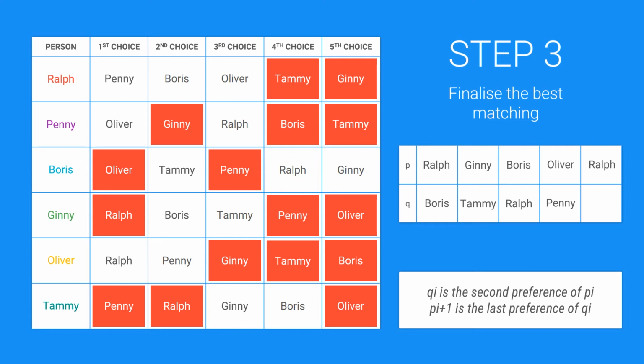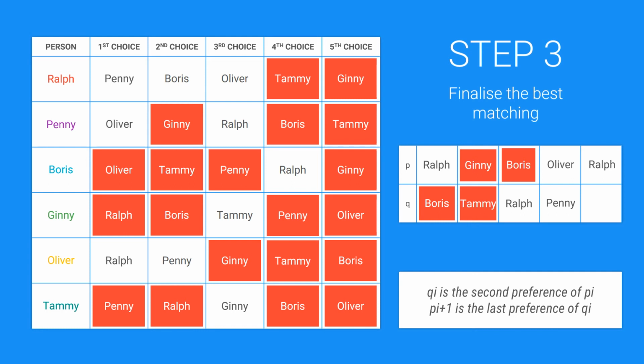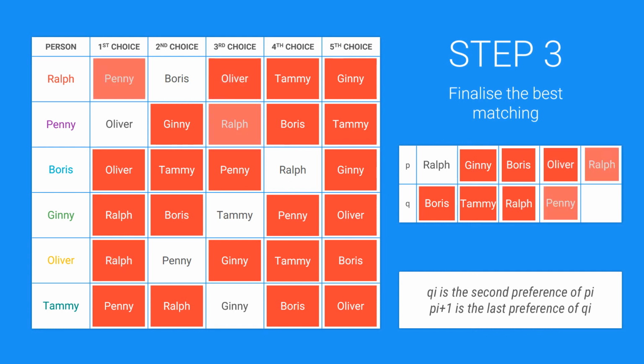We go through the table now that we just created, rejecting the pair of Q and their last preference. So Boris and Ginny reject each other, Tammy and Boris reject each other, Ralph and Oliver reject each other, and Penny and Ralph reject each other. If at any point someone's reduced list becomes empty, then no stable matching exists. If there is anyone with more than one person in the reduced list, repeat this step until everyone has only one person left. Then you have a stable matching!